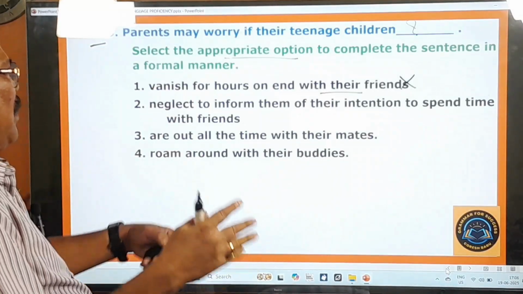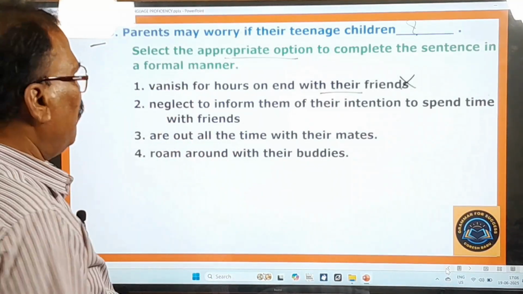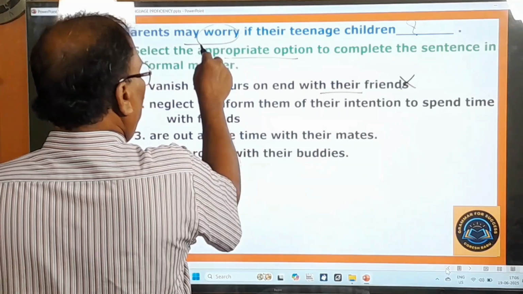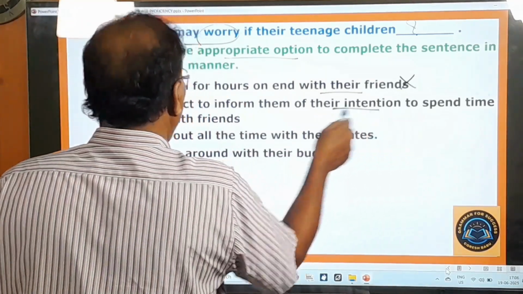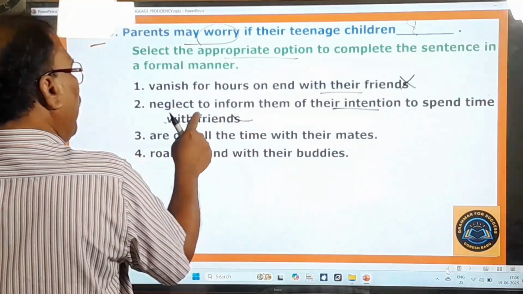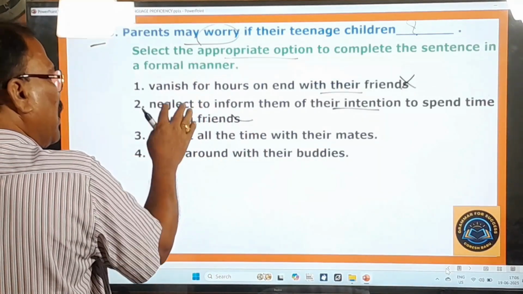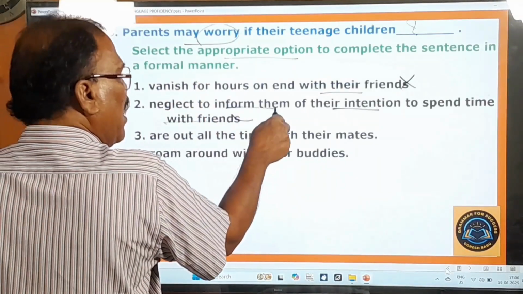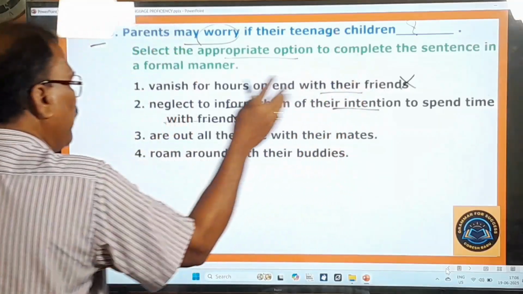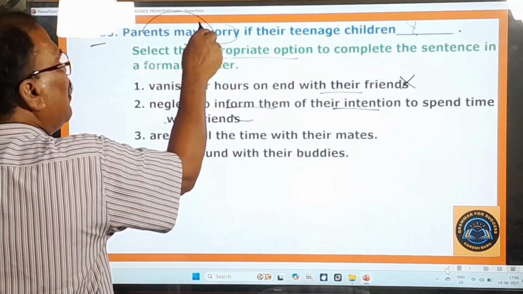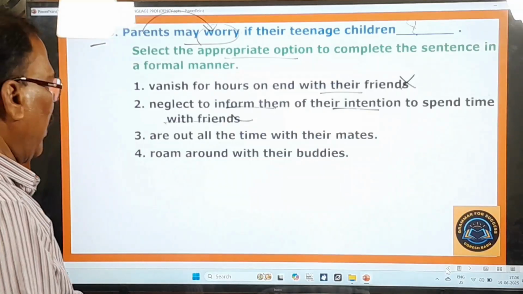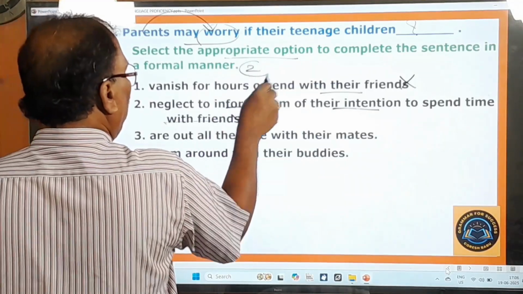మిత్రులతో గంటల కొద్దీ ఎక్కడికో వెళ్ళిపోతే పేరెంట్స్ don't worry, but neglect to inform them of their intention to spend time with friends. So if the children neglect to inform the parents about their intention to spend time with friends, whenever they do this, then the parents will very much worry. Okay, and therefore I think the second one is your answer.